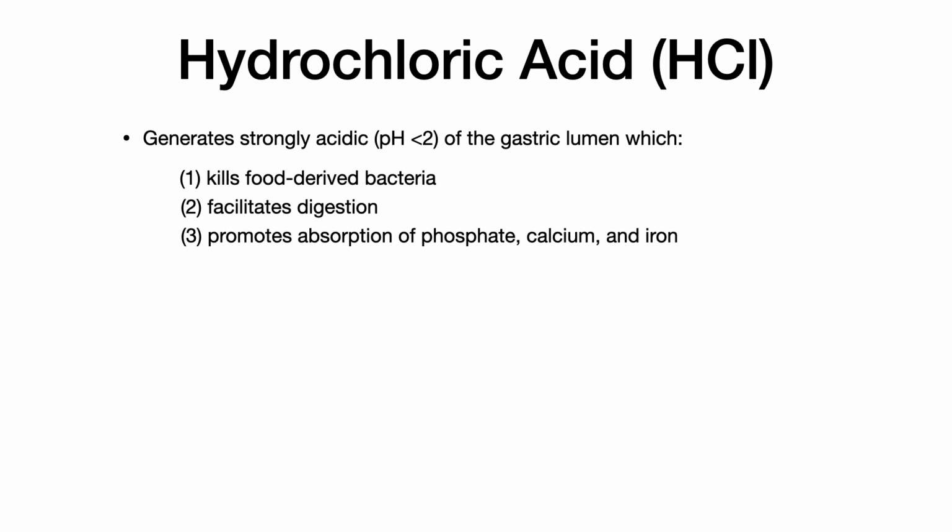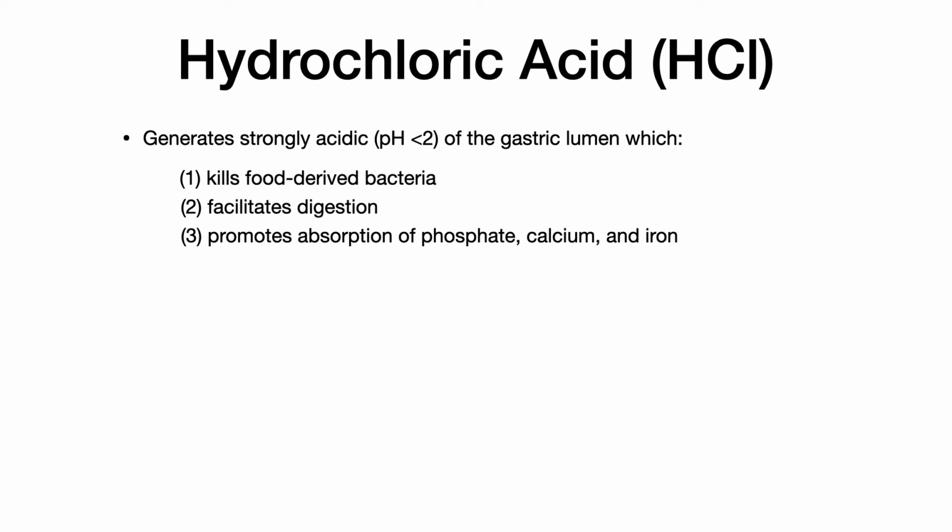So hydrochloric acid generates a strongly acidic environment for the gastric lumen, and that has three main functions. One, it kills food-derived bacteria, so pathogens just cannot survive in that very low pH environment. Two, it helps with digestion because that low pH environment, you can sort of think of it as melting down things that need to be digested. And then three, it promotes the absorption of various items including phosphate, calcium, and iron.